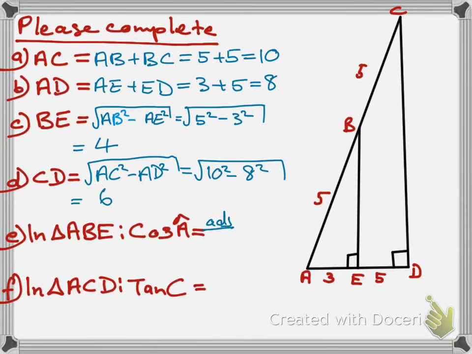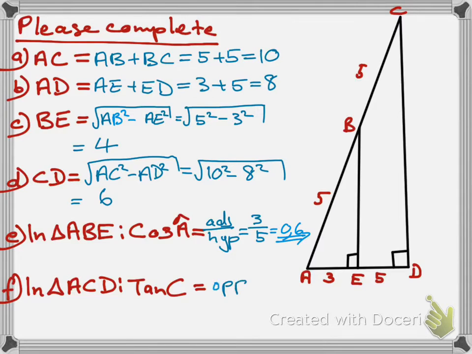And then in a triangle ABE, find cos A. So cos A is going to be adjacent over hypotenuse. So our adjacent in this is 3 units and our hypotenuse is 5. So this will give us 0,6 as a ratio.